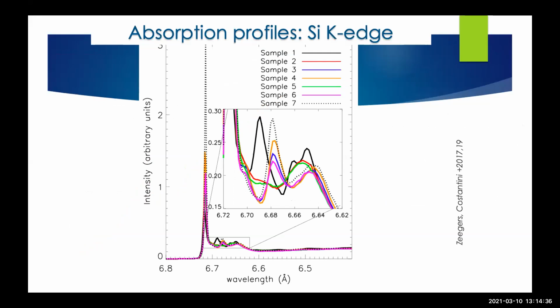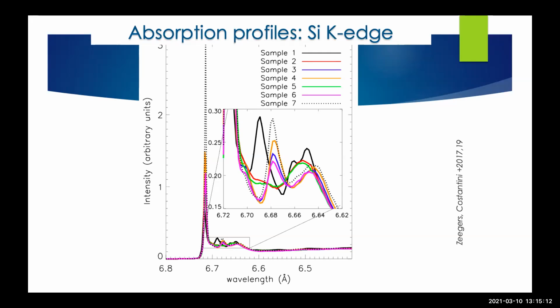For today, we can only focus on one edge and what it means. So we focus on the silicon K edge that is at around 6.7 angstrom, which is approximately 1.84 keV. Here in this plot, we see an example of our measurements. On the y-axis, you see a measure of the absorption cross-section as a function of wavelength. And this is the silicon edge.